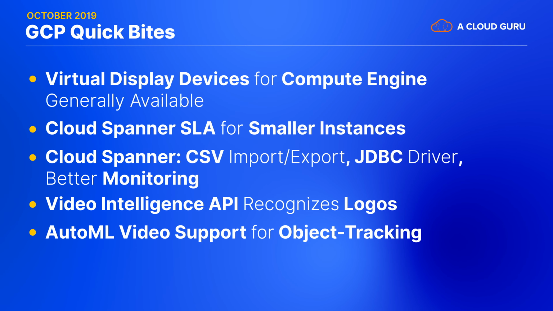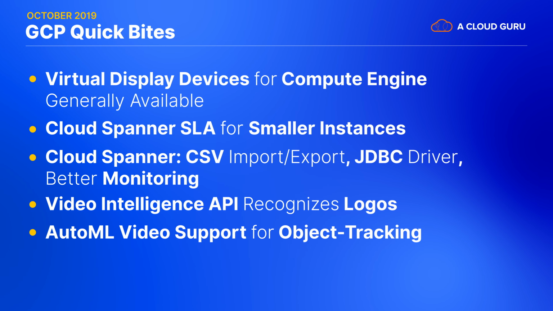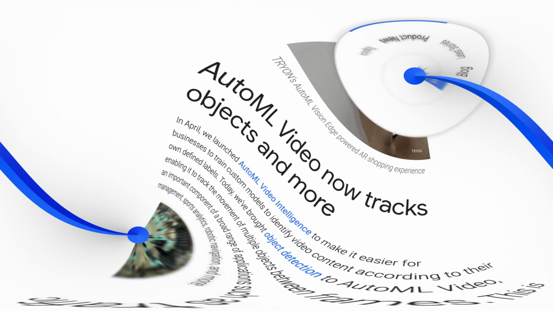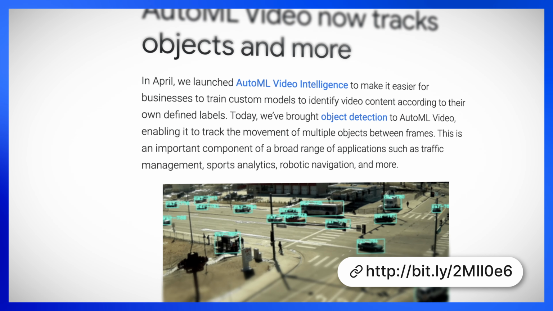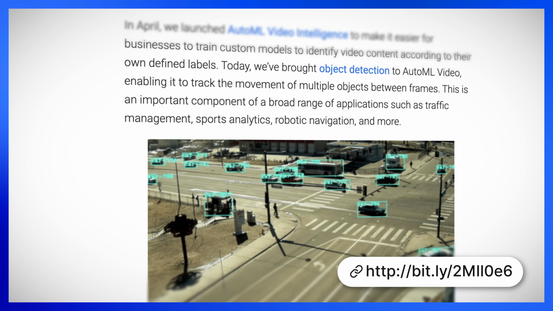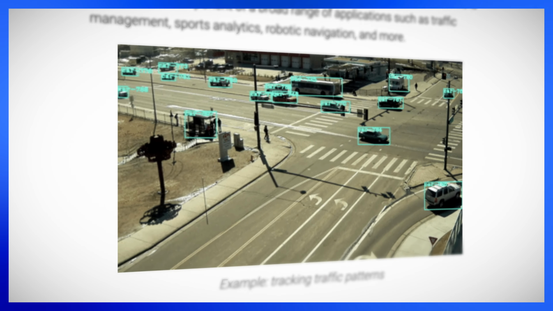If the pre-trained Video Intelligence API still can't handle what you need, then you might choose to use AutoML Video, Google's product to make it easy for you to train your own models for video content. And if you do, then you'll be happy to hear that Google has just added object tracking support to this. You can track multiple objects across multiple frames, which could be useful for things like traffic analysis, robot vision, and more.